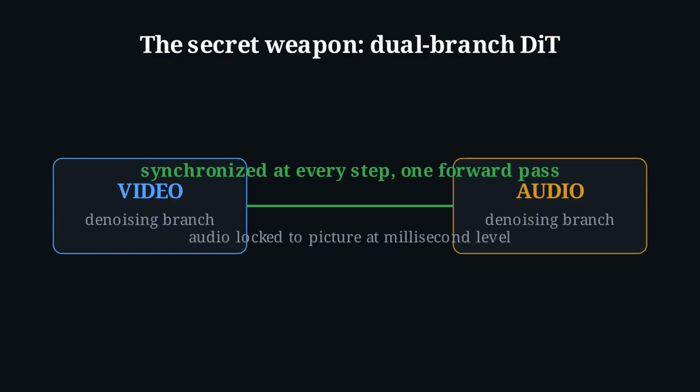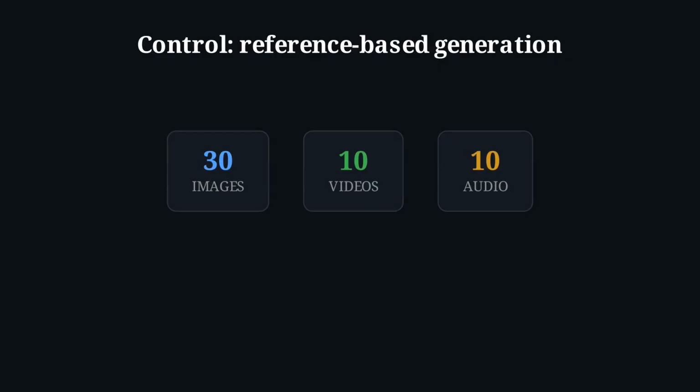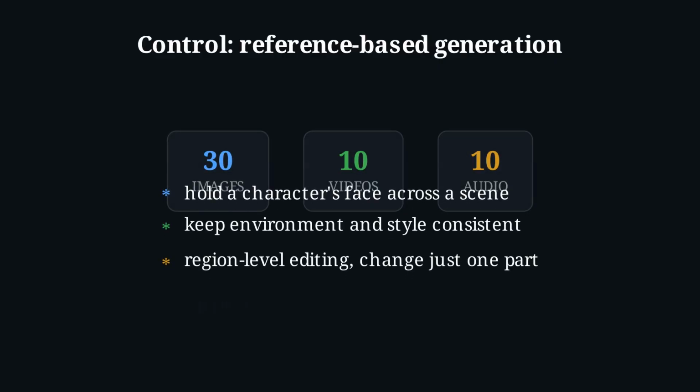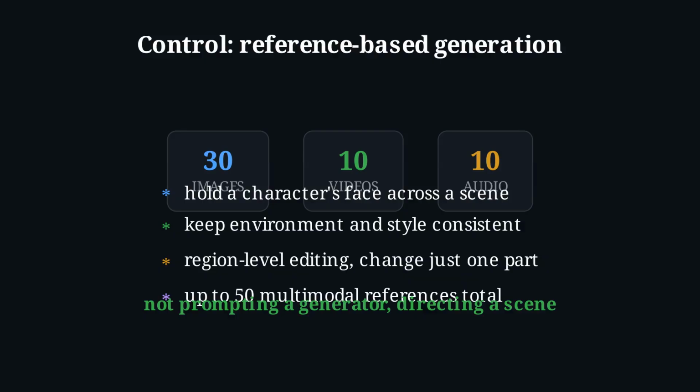Gray generation is only half the story. The other half is control. Seedance 2.5 is built for what is called reference-based generation. It accepts text, of course, but also up to 30 images, 10 videos, and 10 audio clips as references. These references ground the output, so a character looks the same from one scene to the next. The environment stays consistent. The camera behaves as you asked.